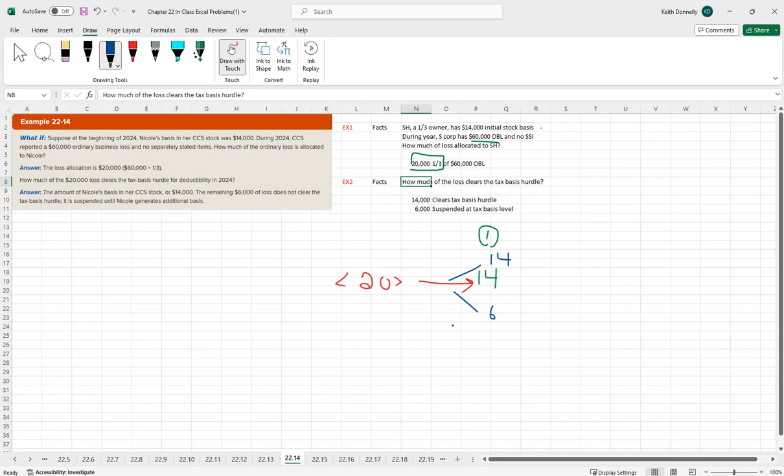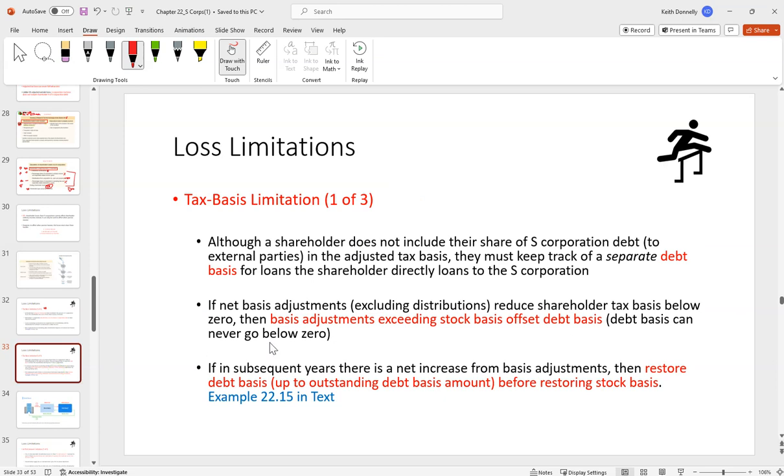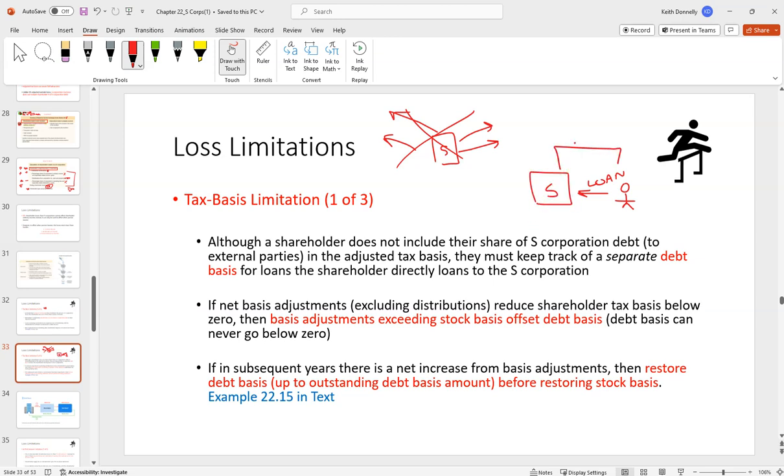All right, so we talked a little bit about this debt basis. It's like a basis within a basis. In other words, while we don't care about the S Corp lending money or having debts to external parties, that doesn't come into play with our basis. If we, as the shareholder, directly loan money to the S Corp, this creates a debt basis.